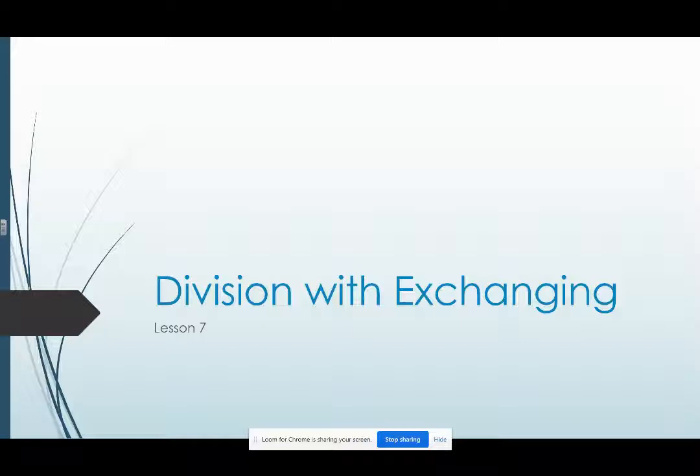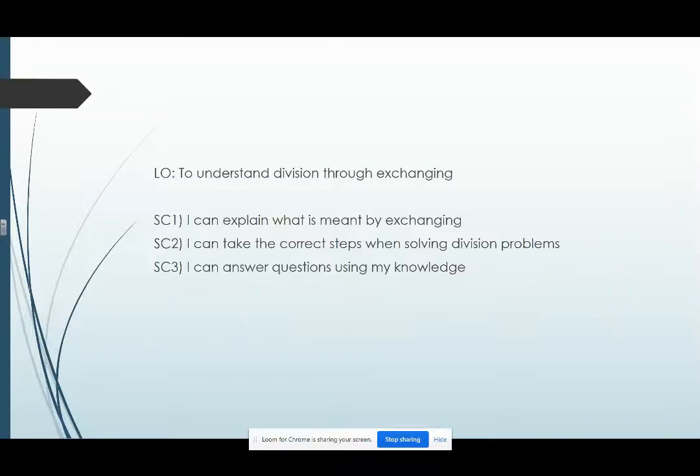But before we get into the exchanging bit, I'm going to go over the learning objective for today and we're going to do a quick quiz question as usual. So our learning objective for today is to understand division through exchanging. Success criteria 1 is I can explain what is meant by exchanging. Success criteria 2 is I can take the correct steps when solving division problems. And success criteria 3 is I can answer questions using my knowledge.